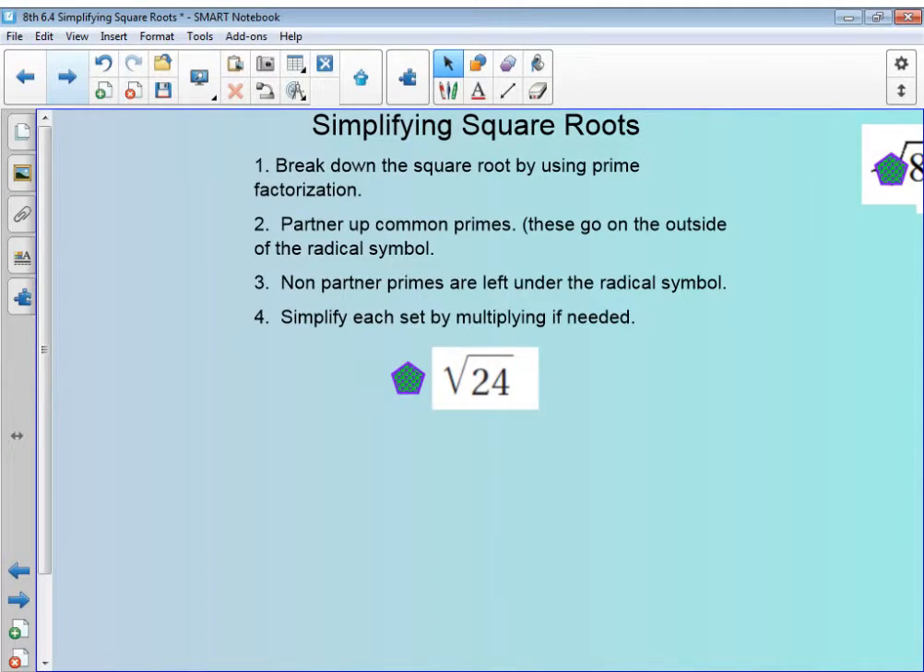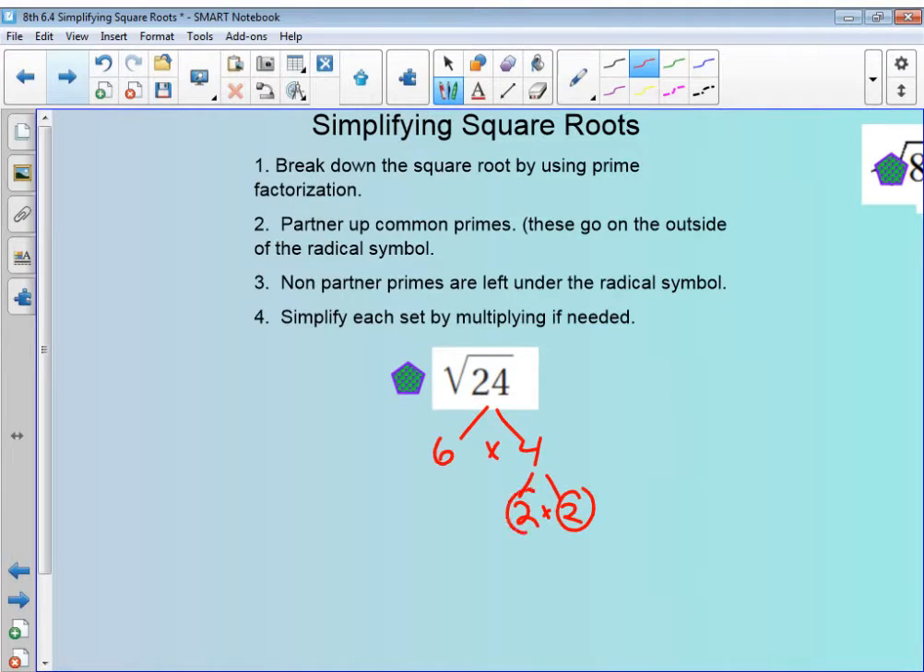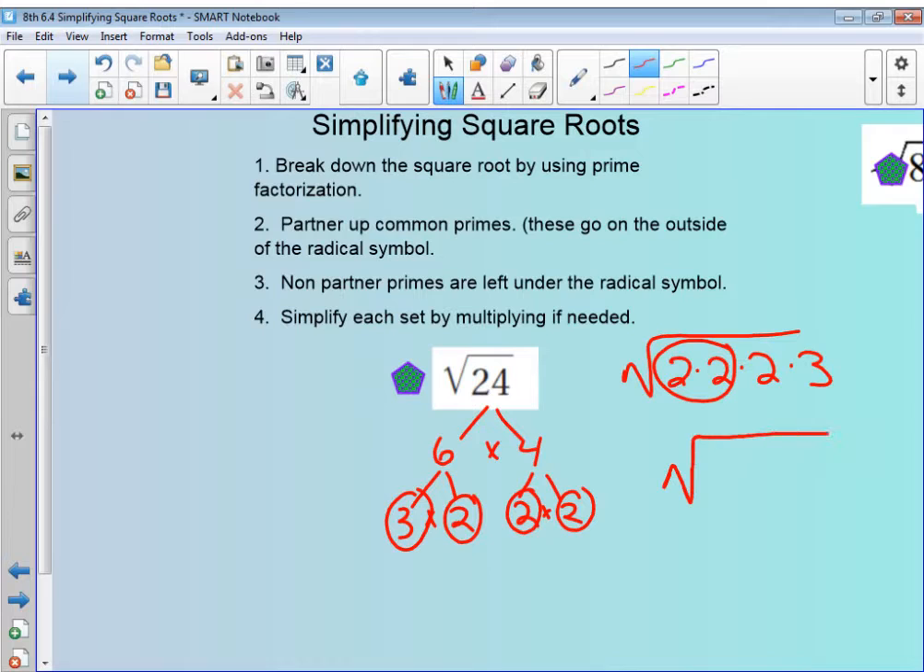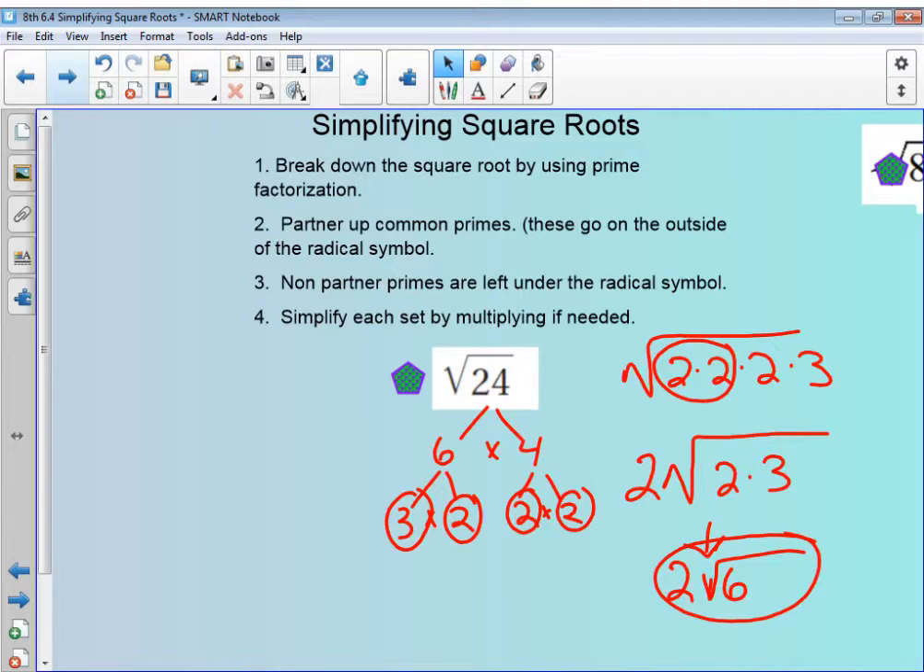Okay, so I want you guys to break this one down. So go ahead and pause your video, work your way through prime factoring it out, and then start your video back up to see what your final answer is. Final answer, you should have ended up with 2 times the square root of 6.